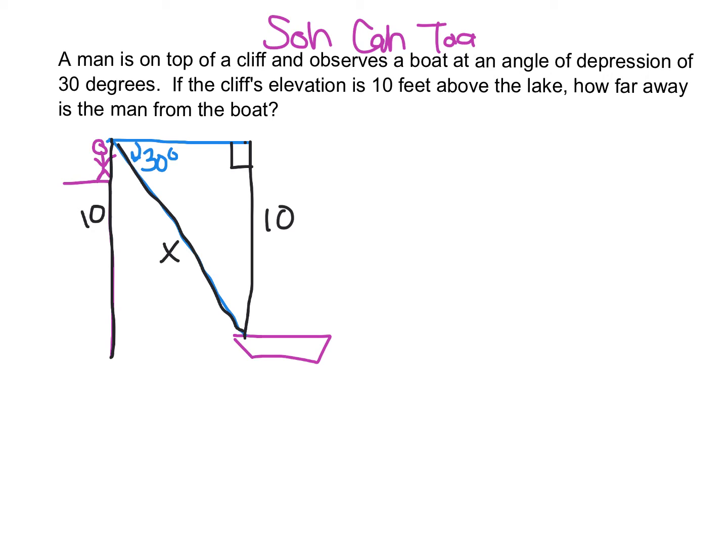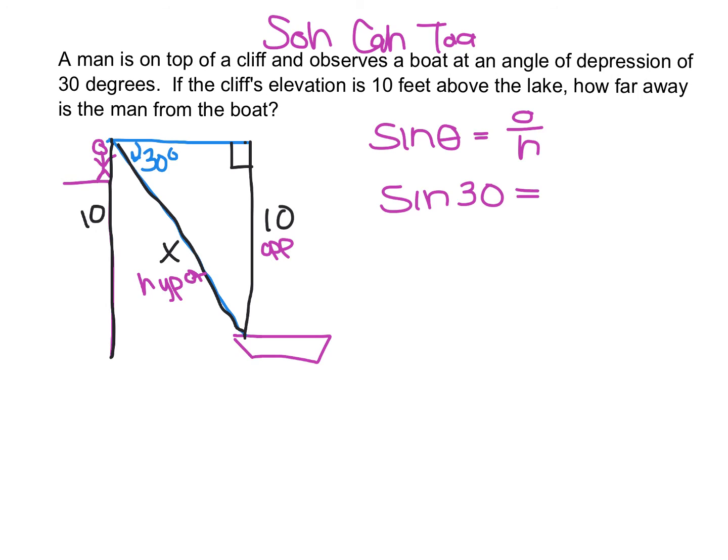Well, here we have the opposite side length and we're looking for the hypotenuse. So as a result, because I have opposite and hypotenuse, I again am going to use the sine function. So sine is going to be opposite over hypotenuse. So here we take sine of 30 degrees is equal to our opposite leg, which is 10, over our hypotenuse, which is x.